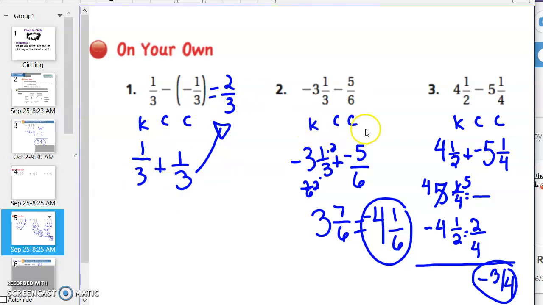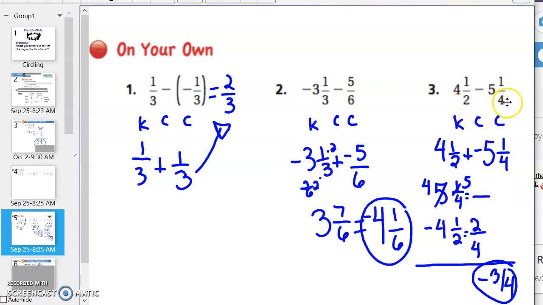Second one again, keep, change, change. I keep negative 3 1/3 the same, change the minus sign to a plus, and the opposite of 5/6 would be negative 5/6. Well, now I have same signs, so I can add and keep the same sign, but I have to change this to have a common denominator. And the common denominator would be 6, so I multiply by 2 on top and bottom. So that gives me 3 2/6, so I add 3 plus nothing is 3. 2/6 plus 5/6 is 7/6. But of course that can be rewritten to be 4 1/6, but I gotta remember, keep the same sign, so it should be negative 4 1/6.